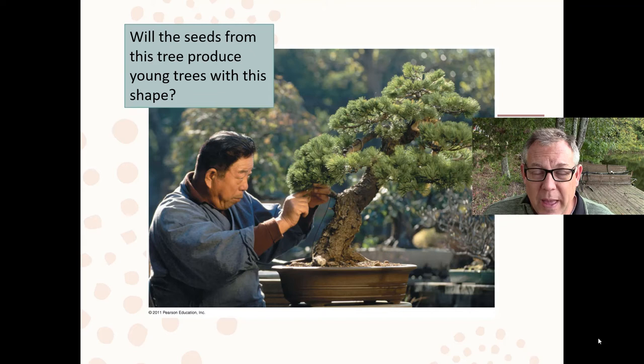Okay, so look at this tree here. This is a bonsai tree, and this gentleman is trimming it and creating a very unique shape. And so this tree is acquiring this new shape. Now, if you took seeds from this tree and planted them, would you expect those plants to have this shape? No, right? It acquired that shape, but it's not going to pass that shape on.